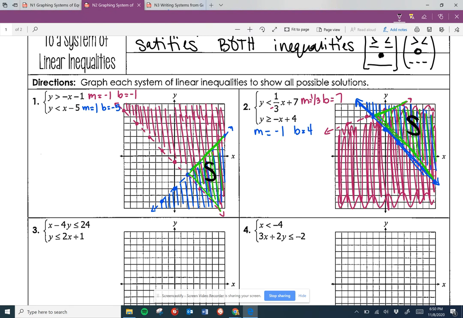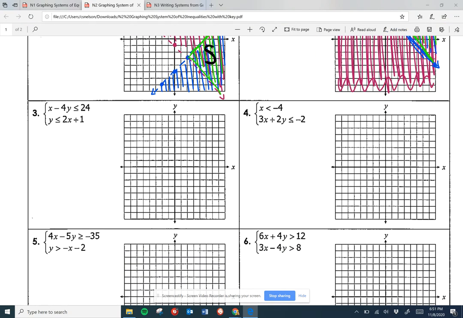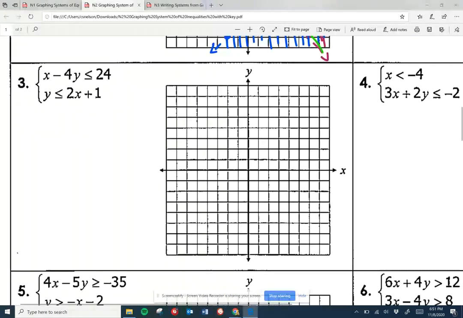Okay, this first one that we have right here, we're going to have to solve for our y value. So we have x minus 4y is less than or equal to 24. So I need to subtract x from both sides. I end up with negative 4y is less than or equal to negative x plus 24. And now I'm going to divide both sides by negative 4.